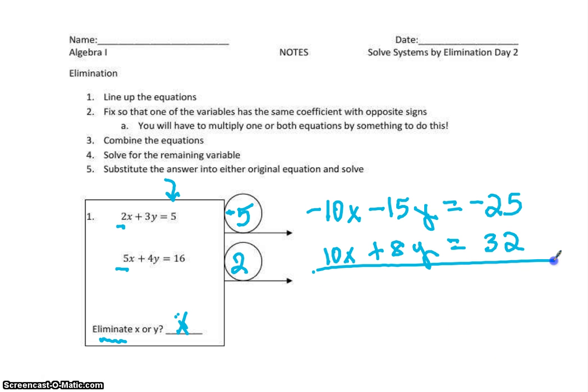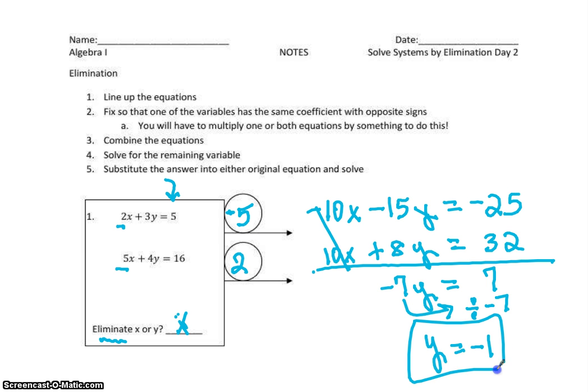So you're ready to draw a line and combine. Negative 10x and 10x are going to cancel. Negative 15 plus 8 is a negative 7y. Equals negative 25 plus 32, use your calculator so you don't have sign issues, is 7. Now we have an equation with just one variable. We know how to solve that. You're going to bring this negative 7 over and you're going to divide by negative 7 because it was touching the y. You're not adding it, you're dividing. So y is equal to negative 1.